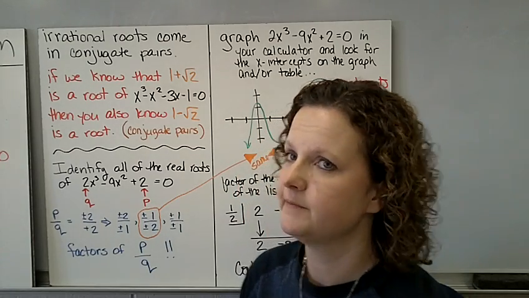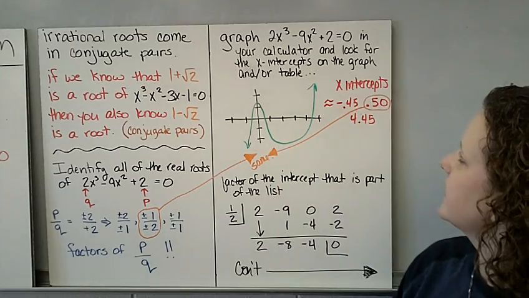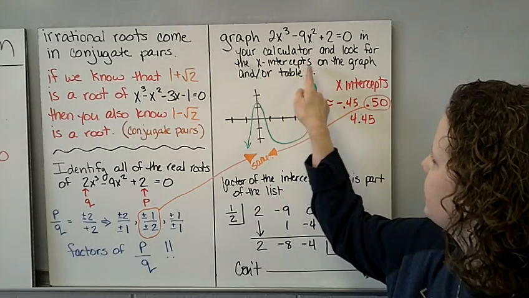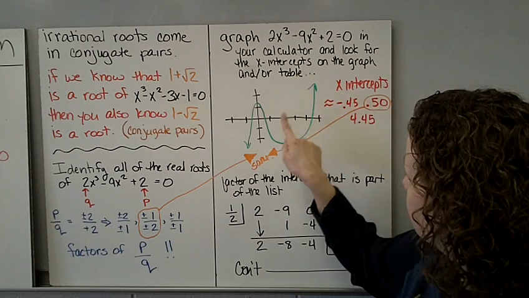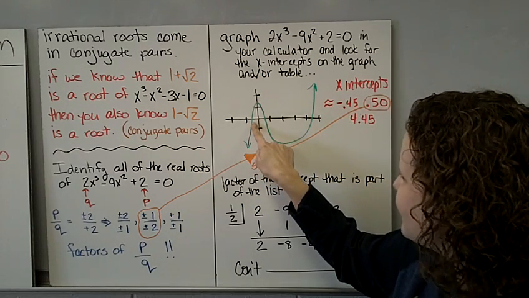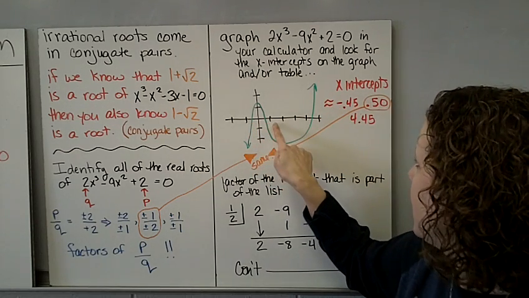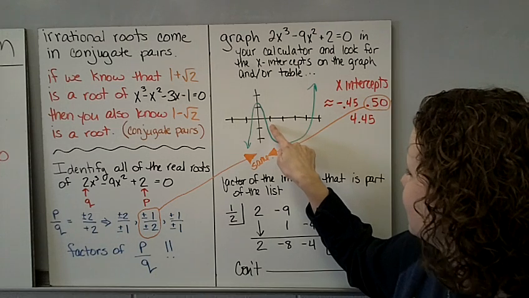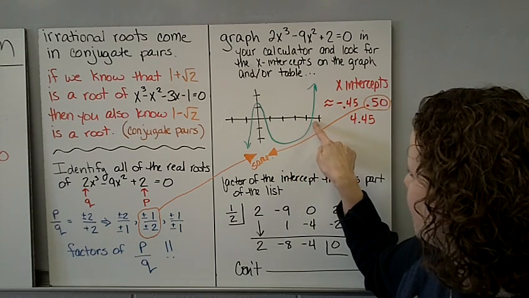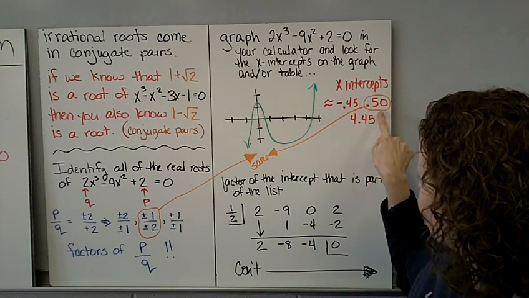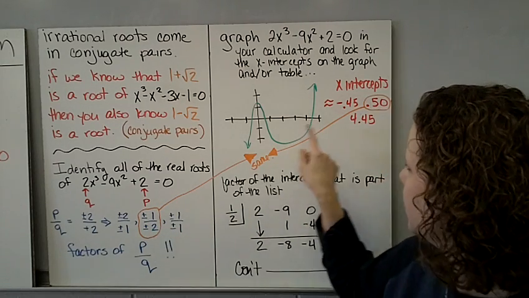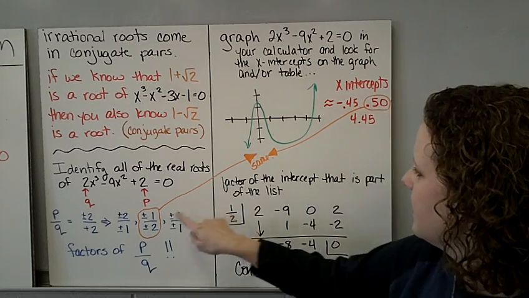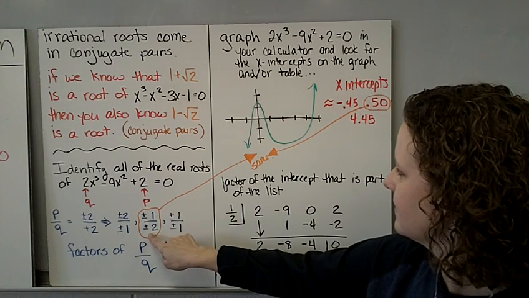Next, we're going to graph that. Graph it on your calculator and look for x-intercepts on the graph and or table. The graph looks sort of like this. So we have x-intercepts at about negative 0.45, about positive 0.5, and 4.45. That one right there is part of our list. We're always going to look for an x-intercept that's part of our list.